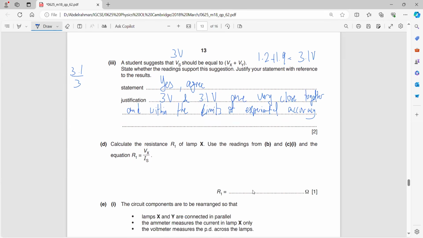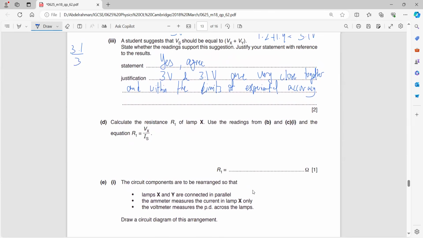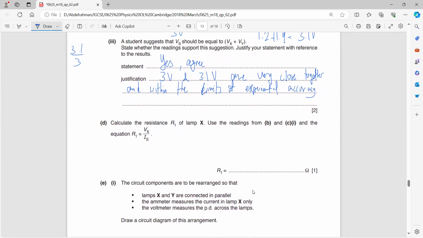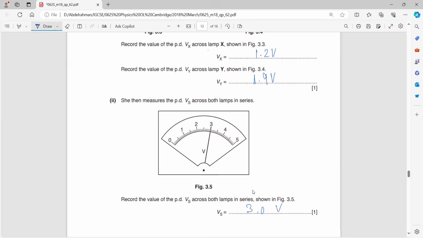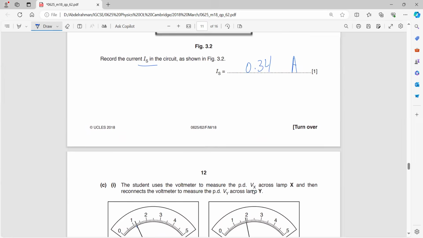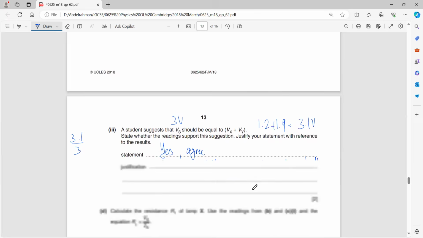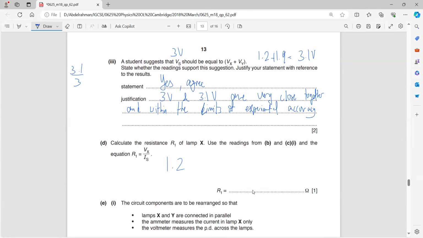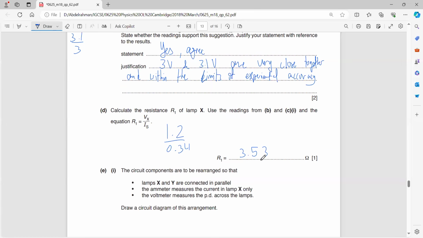Calculate the resistance R1 of lamp X. Can I calculate the resistance R1 of lamp X? Yes, Vx over Is. Vx was 1.2 over Is, which was 0.34. 1.2 over 0.34. This would give a resistance of 1.2 divided by 0.34, which is 3.5 or 3.53. Okay.